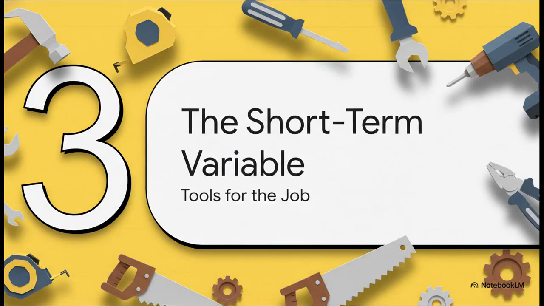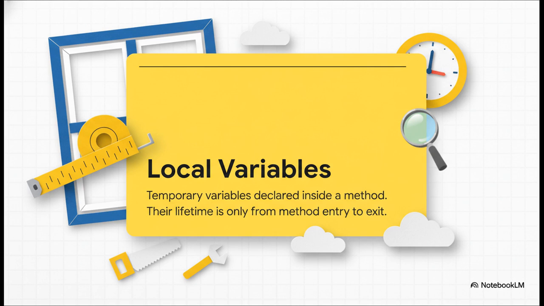So we've covered the variables that describe the house and the blueprint. But what about the tools you use while you're building? The ones you just need for a specific task and then put away? Well, that brings us to our third type of variable. These are called local variables, and they're exactly what they sound like, temporary and super task-specific. The best analogy is a measuring tape. You take it out to measure a window frame, use it, and as soon as that job is done, you put it away. It only exists for the duration of that one specific task.